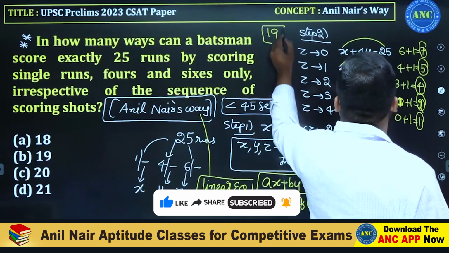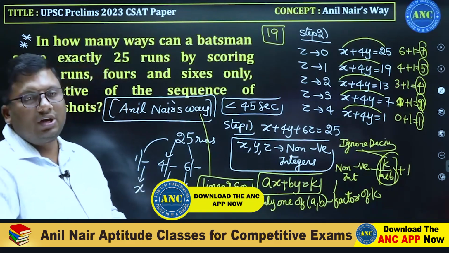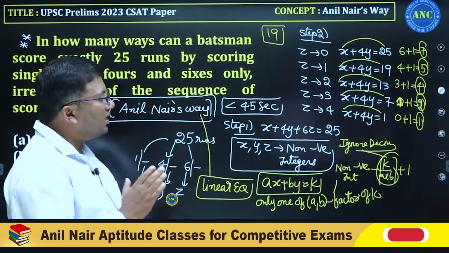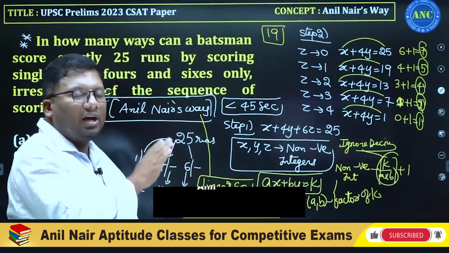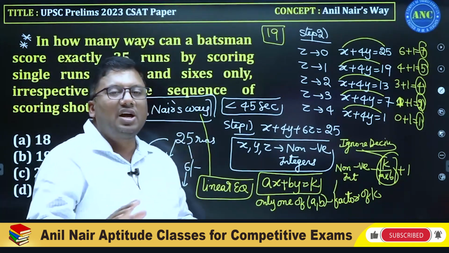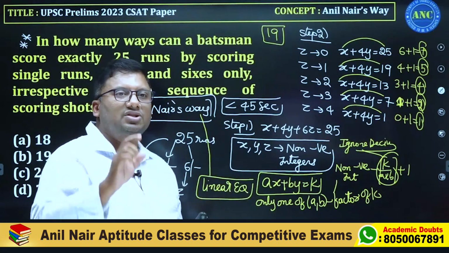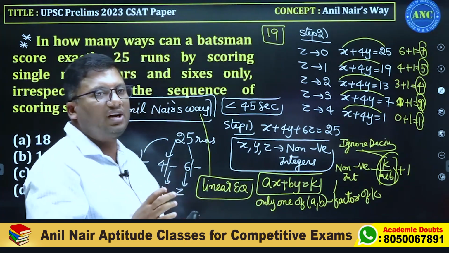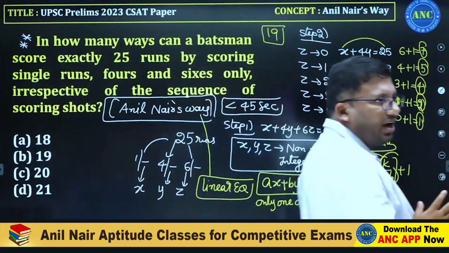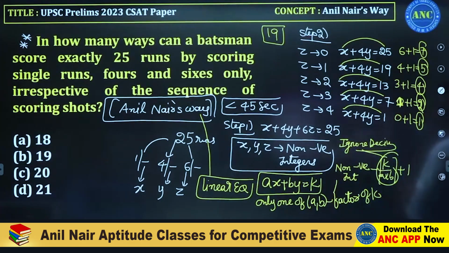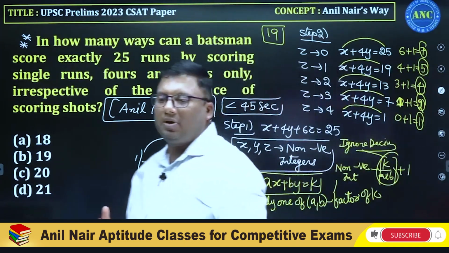The answer for this question, in how many ways can a person score 25 runs using singles, fours and sixers, is not in any YouTube video. Go and check any of the YouTube channels. None of them discussed this method. All they said is to count the number of x and y values. Please make a note of it. Most people did the generic method, which is very time consuming.